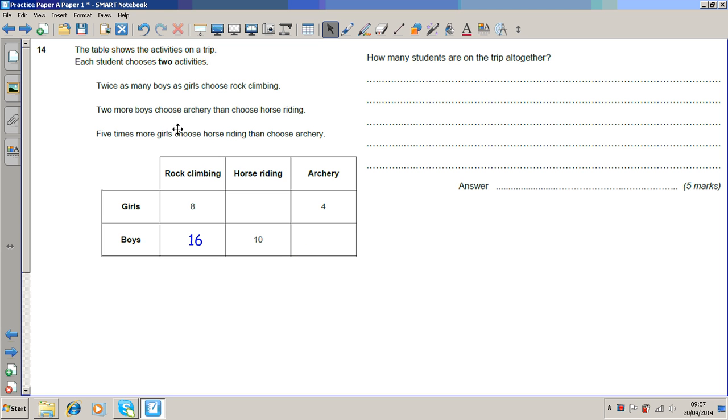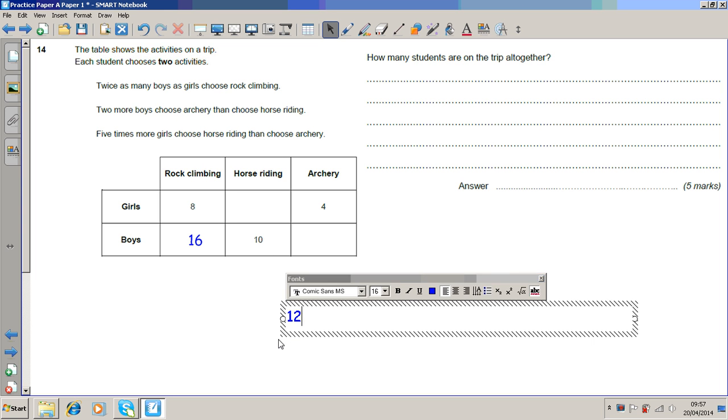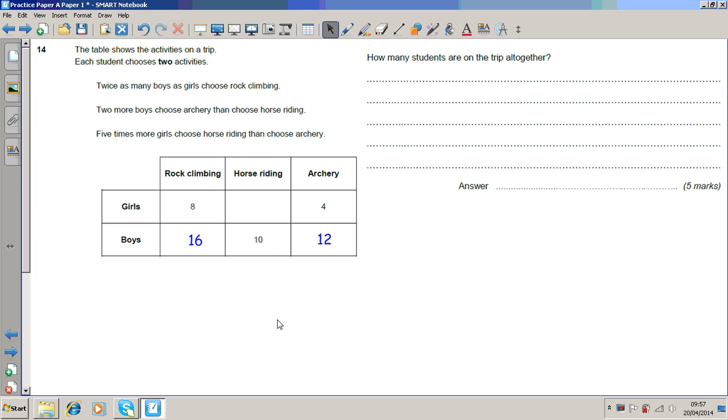Careful. 2 more boys choose archery, then choose horse riding, so horse riding is 10. So that'll be 12. And 5 times more girls choose horse riding and archery, so that's going to be 5 plus 4, that'll be 20. So how many students have we then got all together? Add them up.